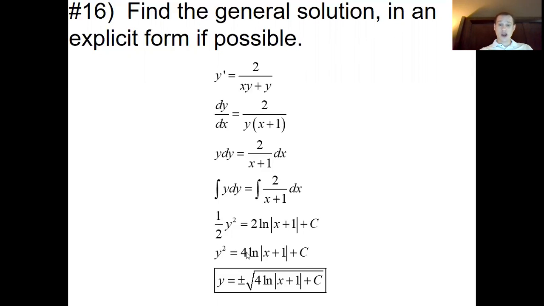And how do you want to undo the square? With a square root. So square root the entire side. Don't forget a plus or minus. And there you go. There's my explicit form of my solution for this. Plus or minus this thing.